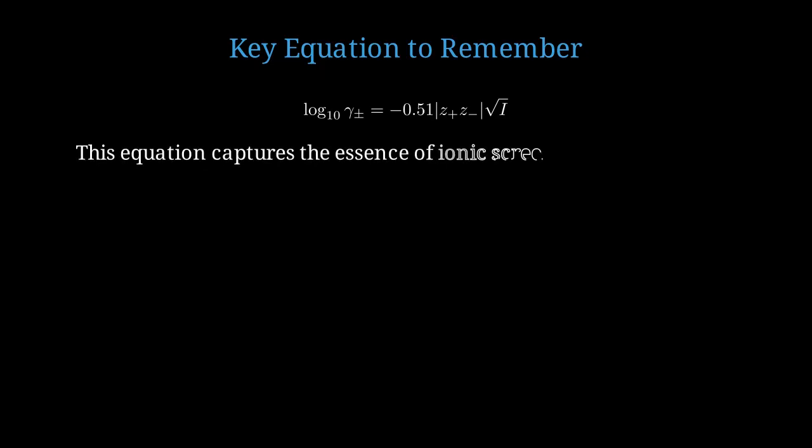The single most important equation to remember from this lesson is the Debye-Hückel limiting law. Log base 10 of gamma plus minus equals negative 0.51 times the absolute value of Z plus times Z minus times the square root of ionic strength I. This is for water at 25 degrees Celsius. This simple equation captures the essence of how ionic screening affects solution behavior at low concentrations.